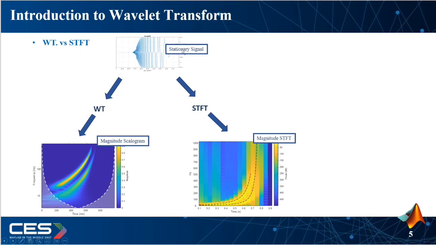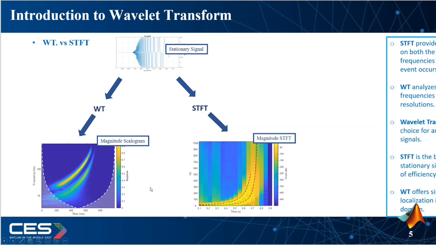This is a non-stationary signal. Sorry for this error here. This is a non-stationary signal. If we apply the Fourier transform or the short time Fourier transform, we get the magnitude STFT. This is a hyperbolic chirp, and it has two components. Looking at the spectrogram, we cannot resolve these two components either in time or in frequency. But looking at the wavelet transform representation or the scalogram, I can see clearly that you have two components here.